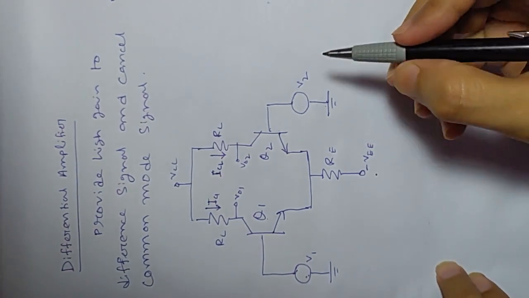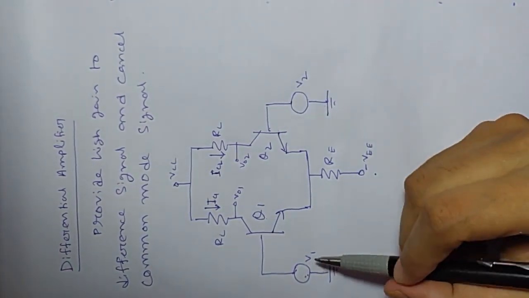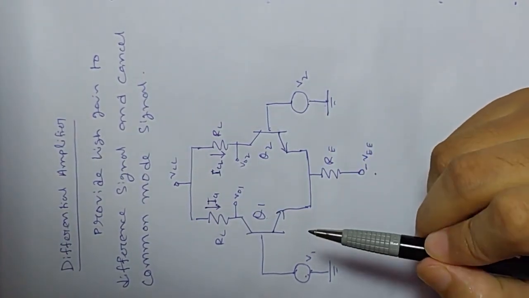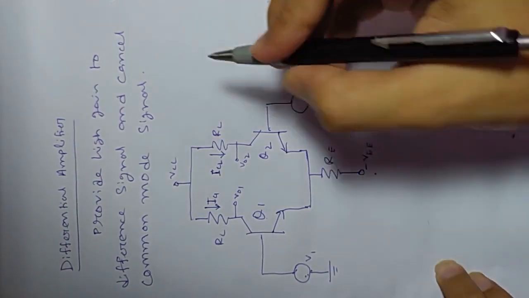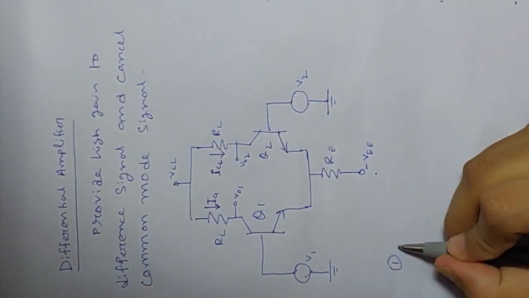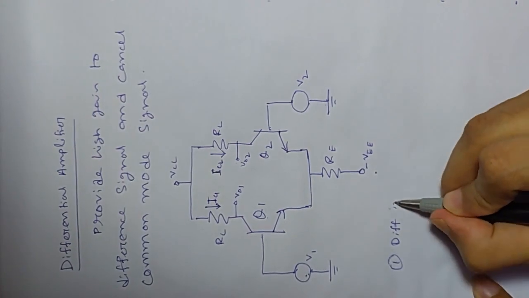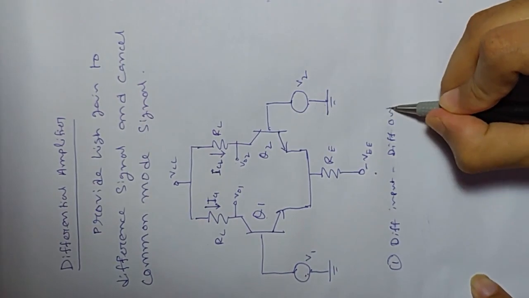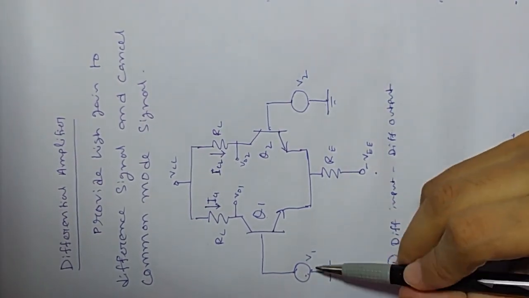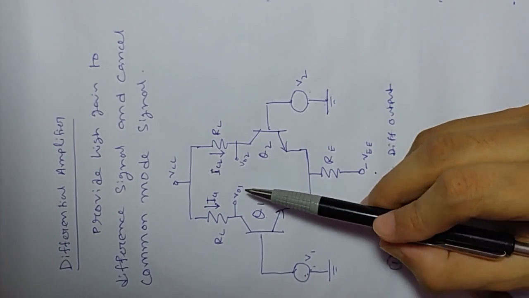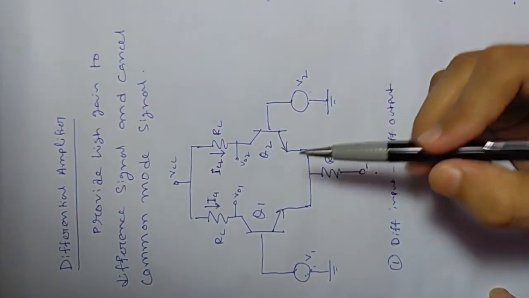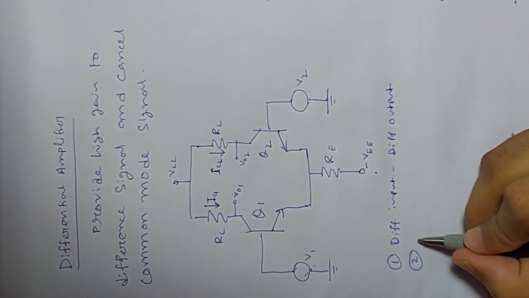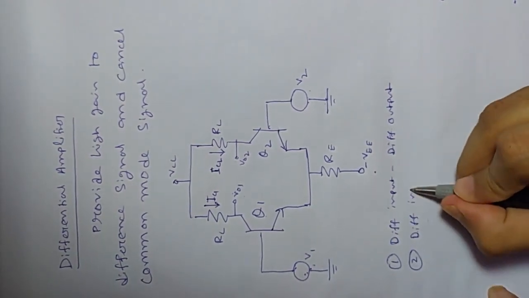So in differential input, differential output, you take the difference of the inputs as input and the difference of the outputs as output. In this case you take the difference of the inputs, and as output you take the difference of V01 and V02.